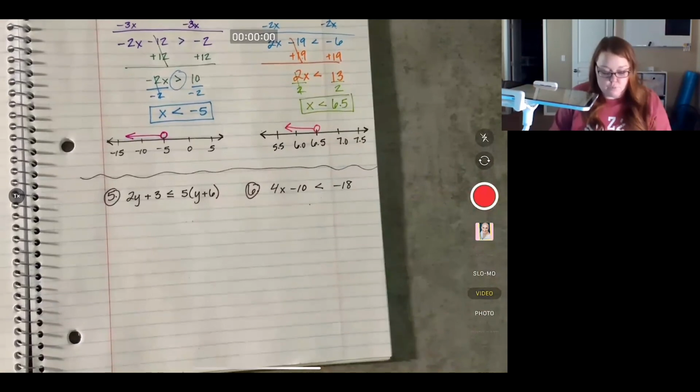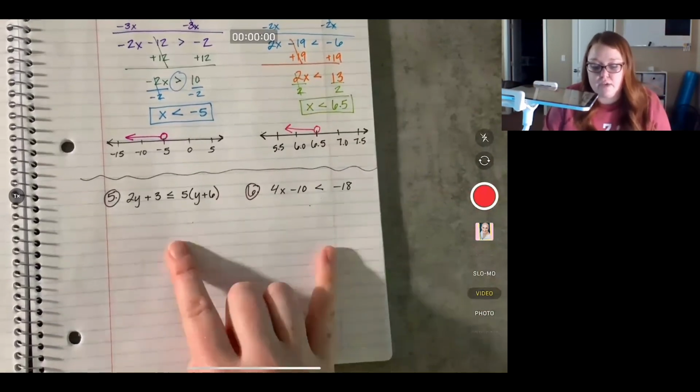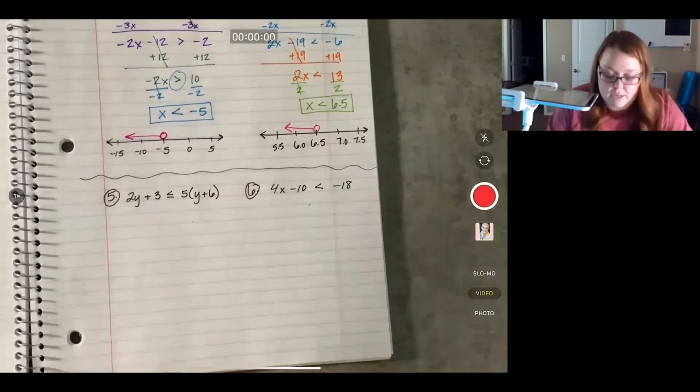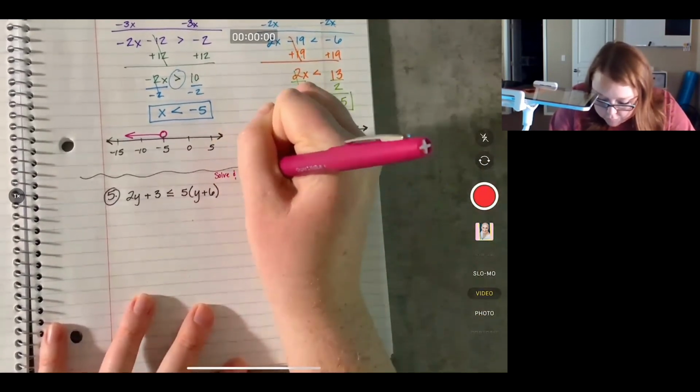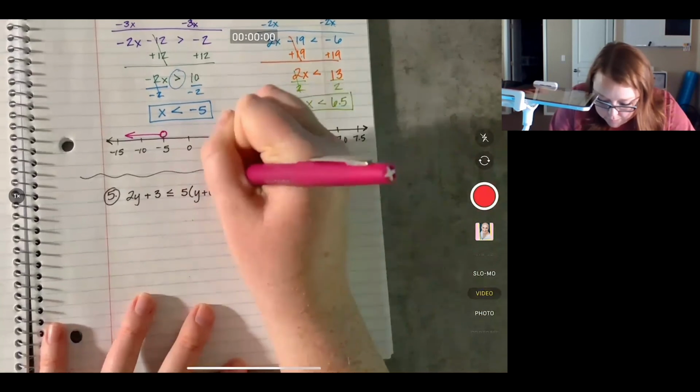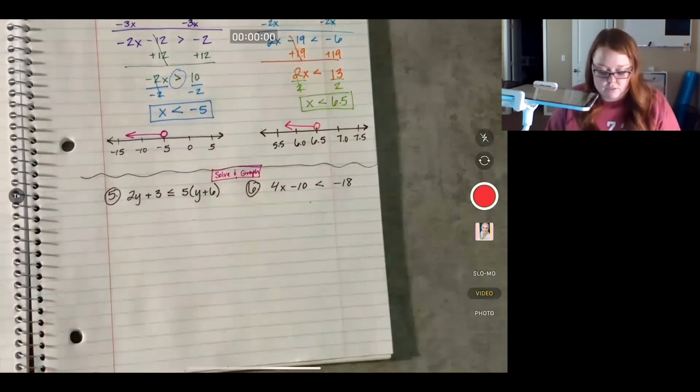All right, those are your 2 practice. You're going to solve and graph. Maybe I should write that. Solve and graph. Okay, have those ready for your entry task.